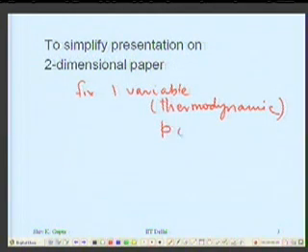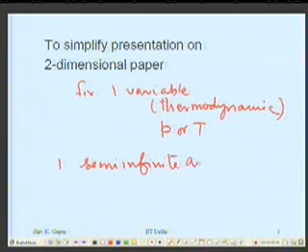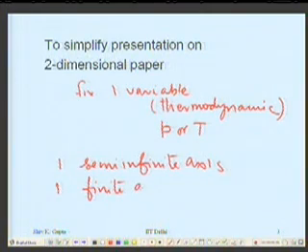Either pressure or temperature. So I shall be left with one semi-infinite axis and one finite axis, which should become a very comfortable diagram to look at.